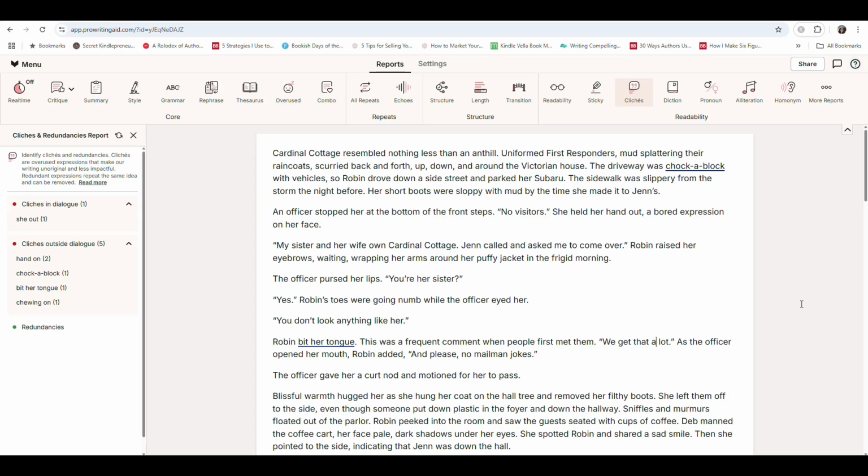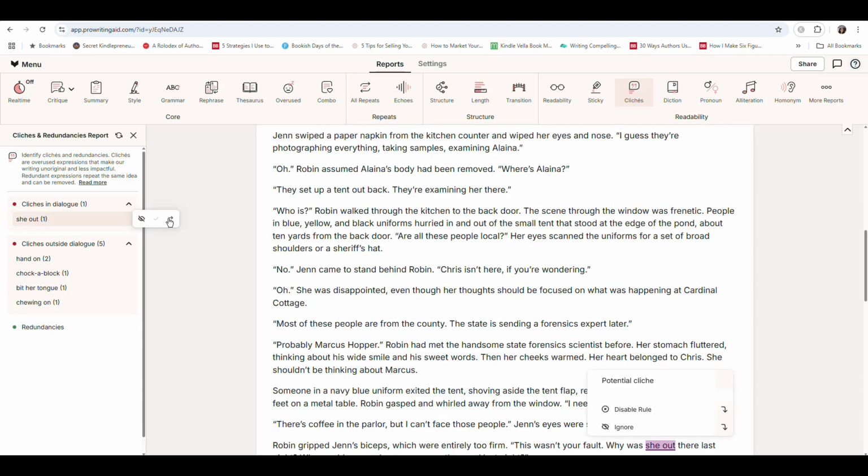Let's take a look at how ProWritingAid would handle it. So clichés are great, especially in dialogue or sprinkled here and there, like I said, to communicate exactly what you're trying to say, but you don't want to rely on them. Now, in this section of Jingle Bell Justice, here's the clichés report. You can see it's got some underlined. I'm not sure what they're talking about here. Let's see what they're talking about.